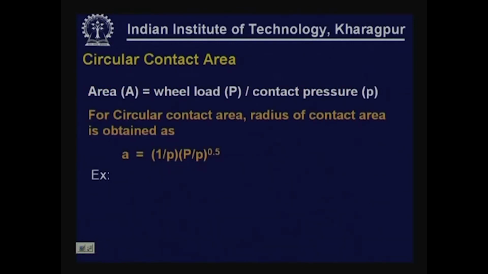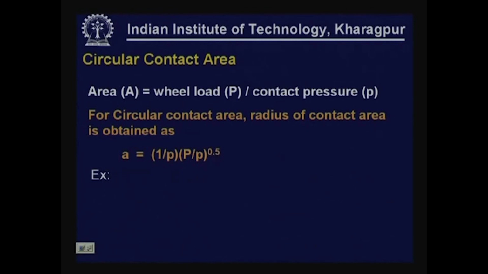The most commonly considered shape is circular. The area of this circular contact area, by simple calculation, will be wheel load divided by the contact pressure. The radius of the contact area, if you are considering it to be circular, is the parameter that is going to be used in the analysis and design of pavements.